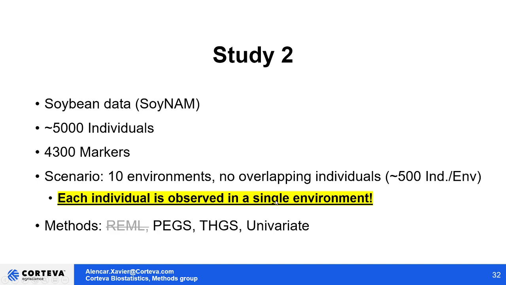Now we're going to move to a second study that has similar settings, but now we are going to look at what if we had 10 environments but no overlapping individuals in the same environment. So that means that we are going to allocate those 5,000 individuals, 500 individuals in each environment. So there will be no individual that has been observed in two environments. So each individual is observed only in a single environment.